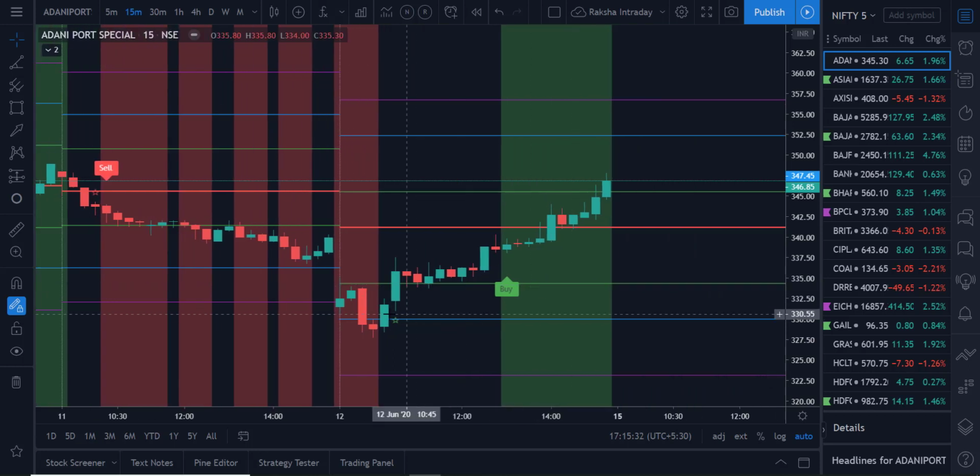I'll just check for another one. Although the distance was too much here, it still gave a very decent run. But we won't enter because the gap between the star and the label is more than 2, or maximum 3, candles.